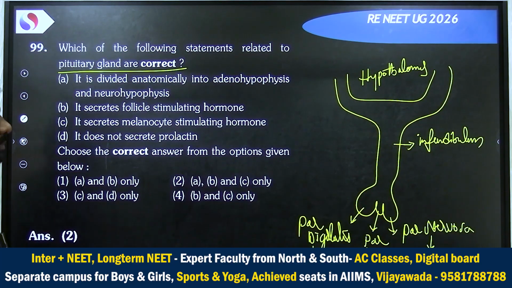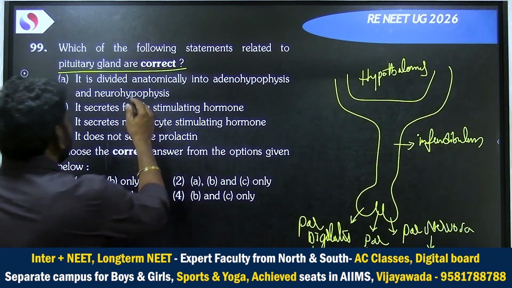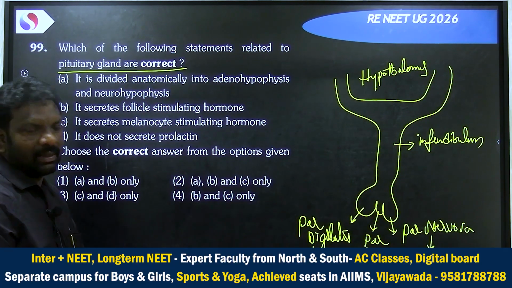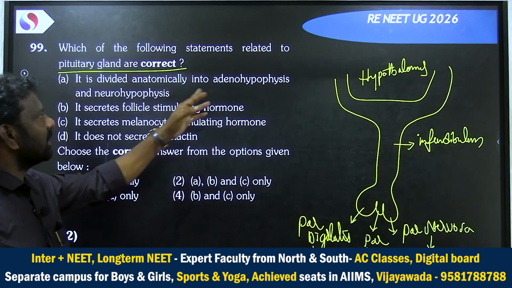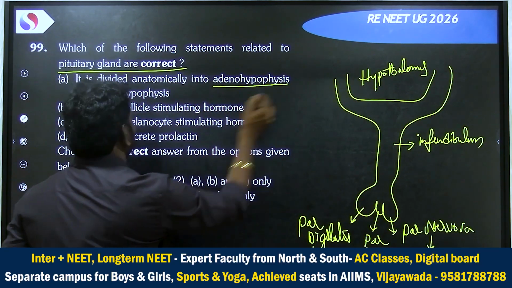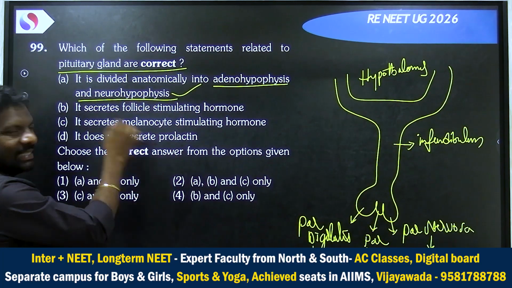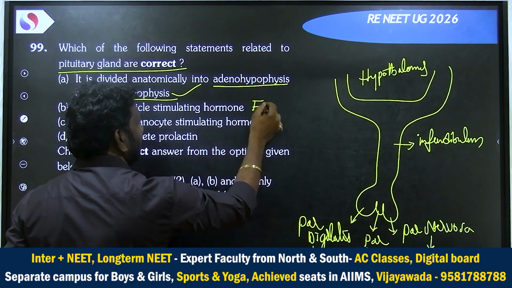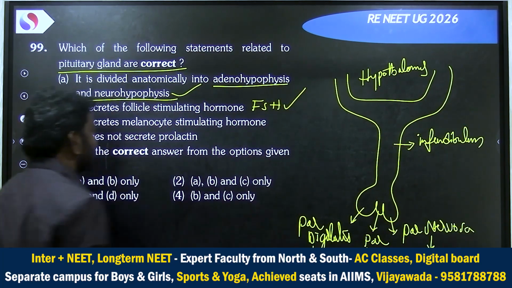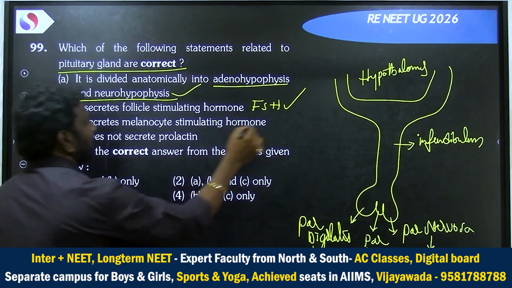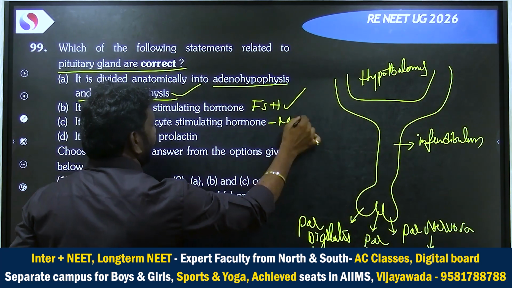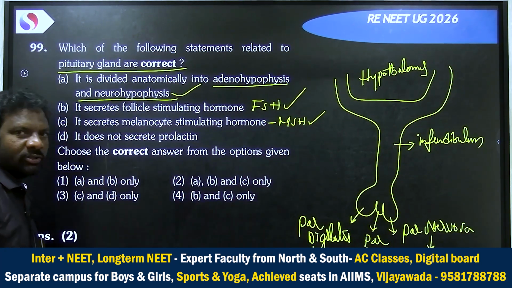So here the statements are given. A says it is divided anatomically into adenohypophysis and neurohypophysis. The statement is true. It secretes follicle stimulating hormone, FSH. Again that statement is true. It secretes melanocyte stimulating hormone, MSH. Again this statement is true.